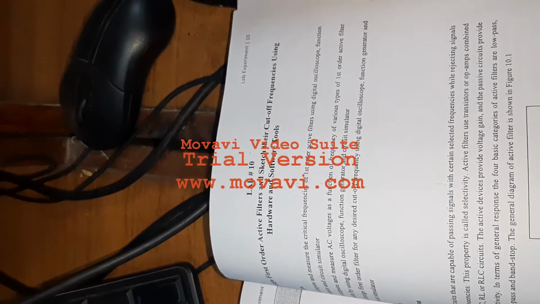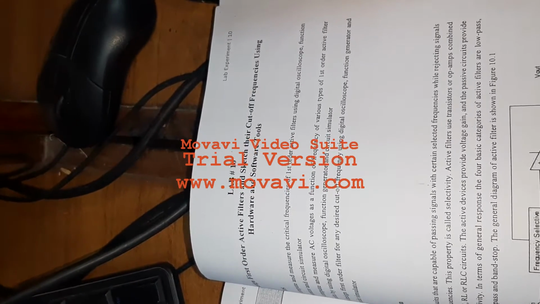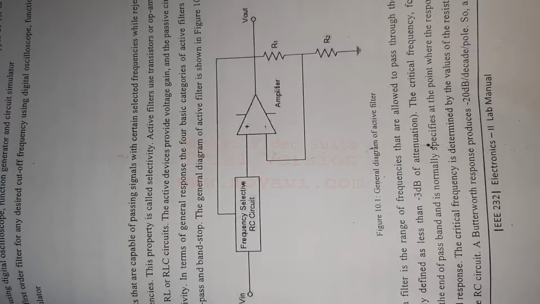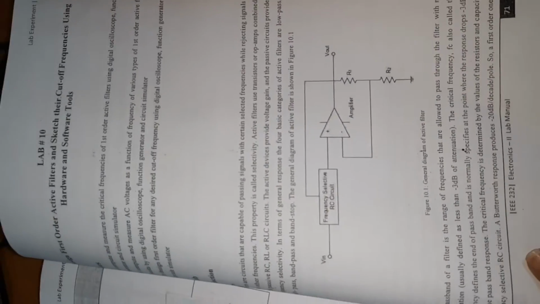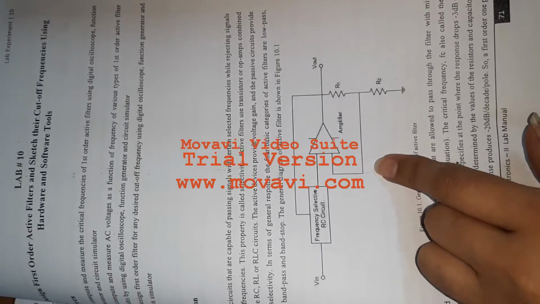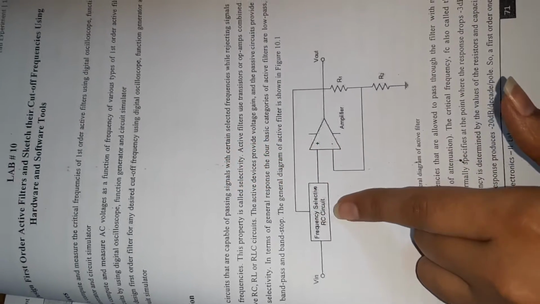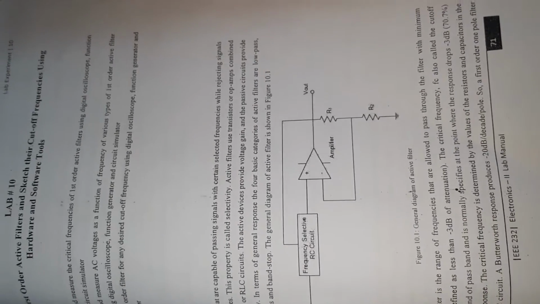According to the general response of the filters, there are four basic categories of filters, that are the low pass filters, high pass filters, band pass filters and band stop filters. The general diagram of these filters is shown in figure 10.1. This op-amp and these resistors R1 and R2 make this filter an active filter because they give the gain of the filter, and this frequency selective RC circuit determines the type of the filter, whether it is a low pass filter, high pass filter or band pass filter.